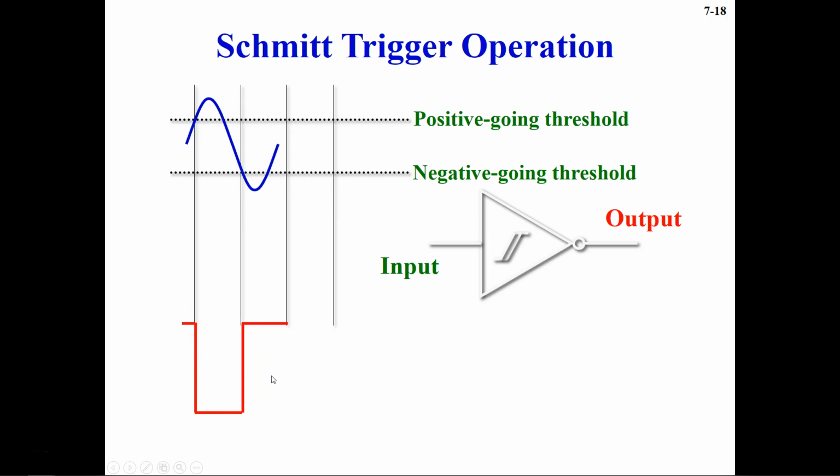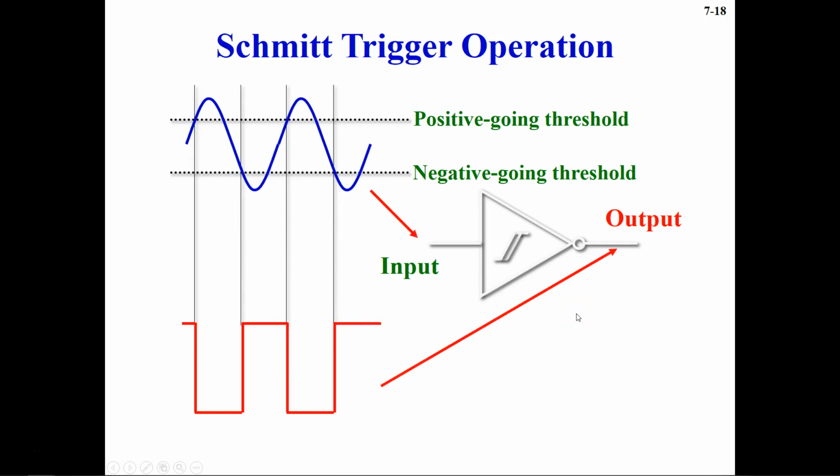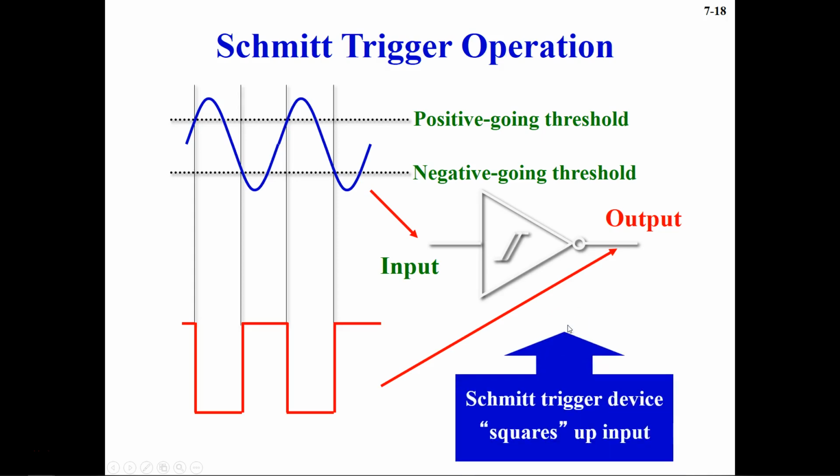This is basically called signal conditioning, and Schmitt triggers are widely used in it. They have fast rise and fall times, almost instantaneous. You can see here as it goes, your square wave comes out at the output side. So this is the Schmitt trigger device. It basically squares up the input.